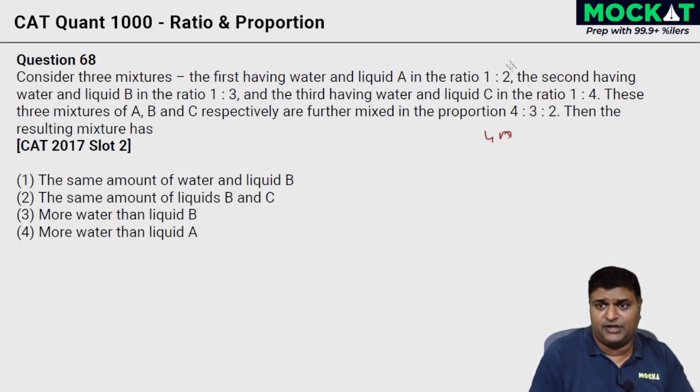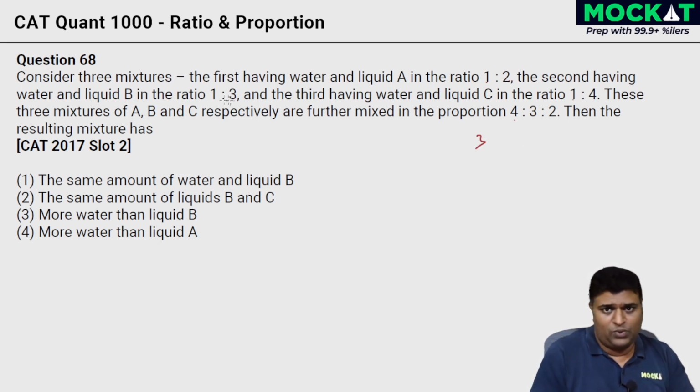400 has to be split in the ratio 1 is to 2, right? This is the quantity, but the ratio of water and liquid in the first one is 1 is to 2. It's not divisible by 3. So first step is for us to note down what these items should be multiples of, right? Sum of the parts 1 plus 2, that's 3. I need this to be a multiple of 3, each item.